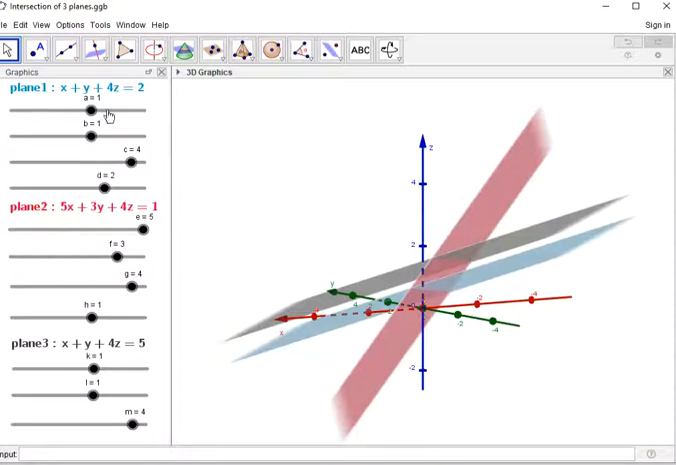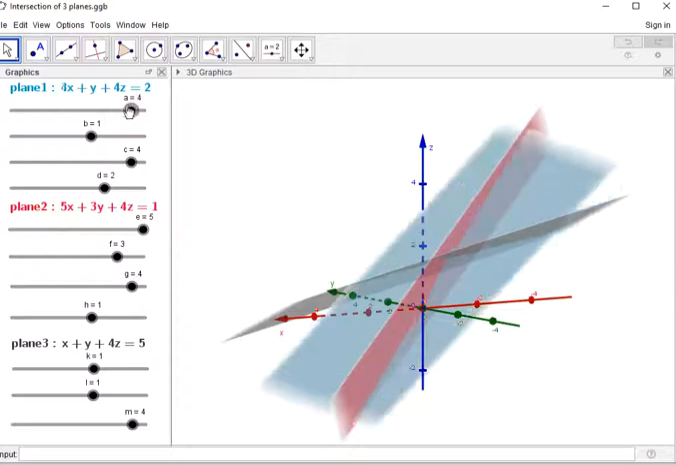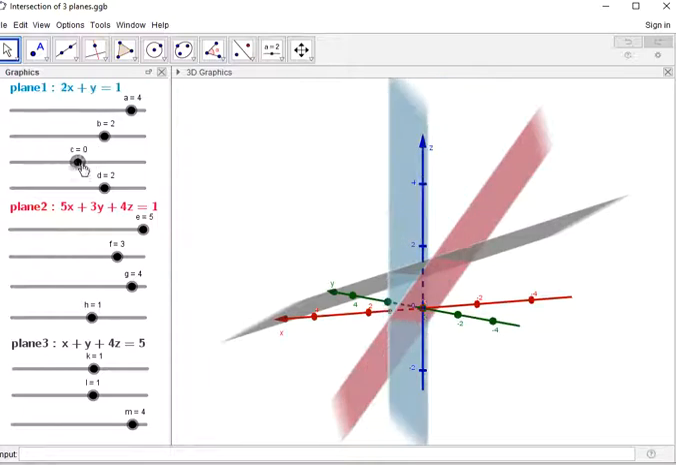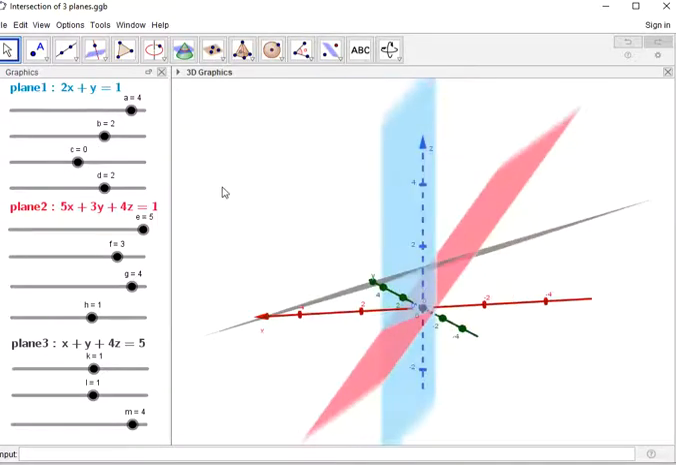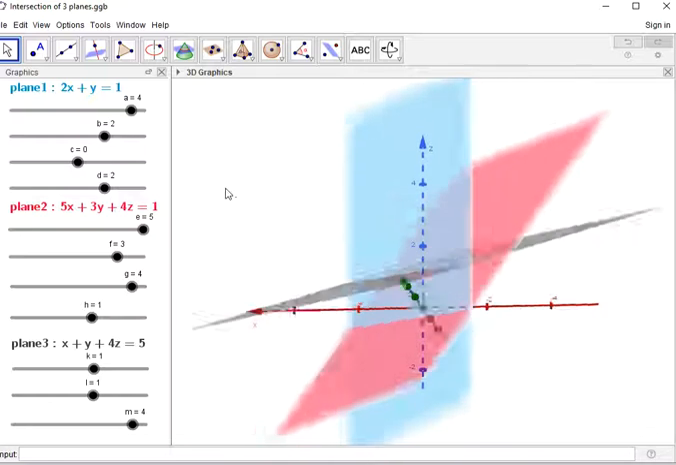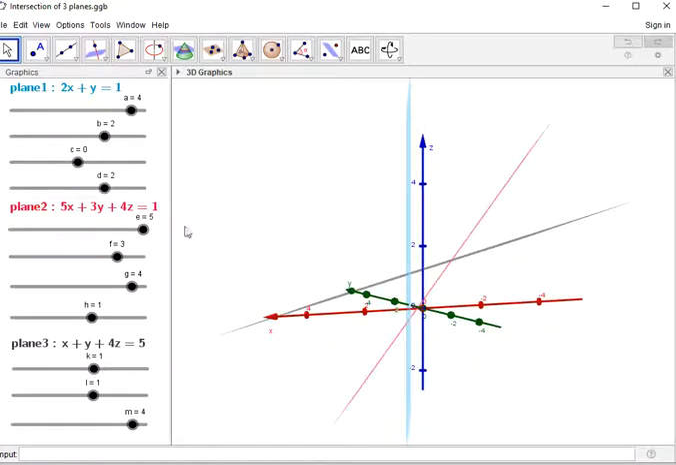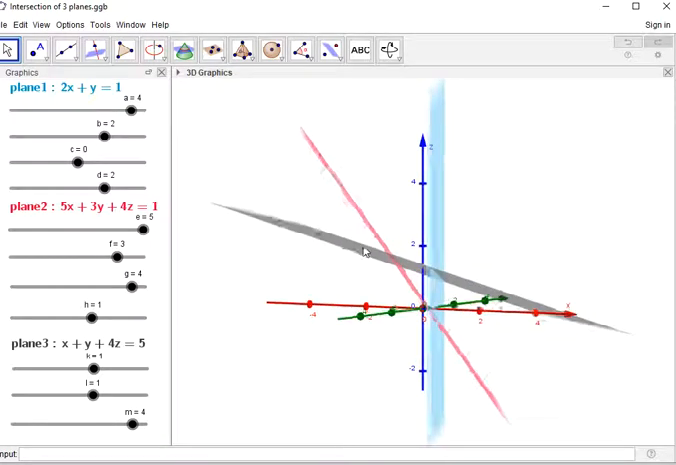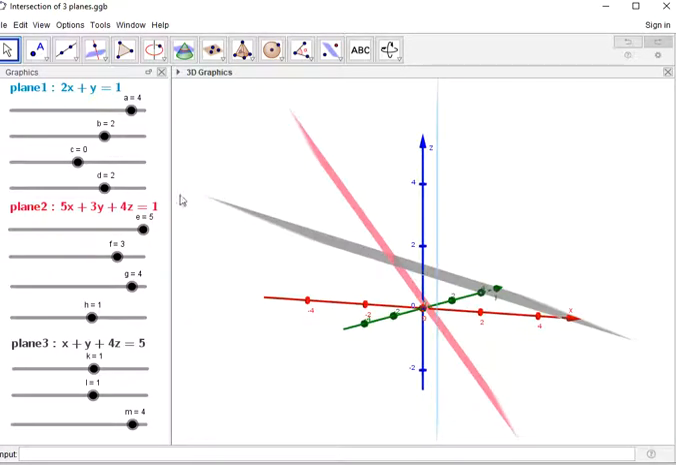If I now change the first equation of the plane to 420, and we'll watch what happens. So the determinant of the matrix would be 0. You can see now that we've created a prism that is inconsistent, and none of the normal vectors are parallel. So we've got three inconsistent equations with none of the normal vectors in the same direction.